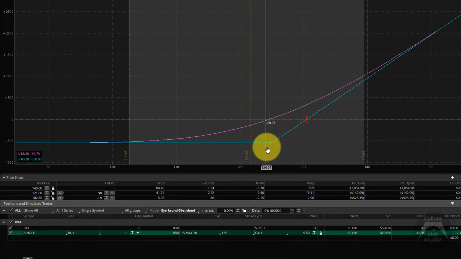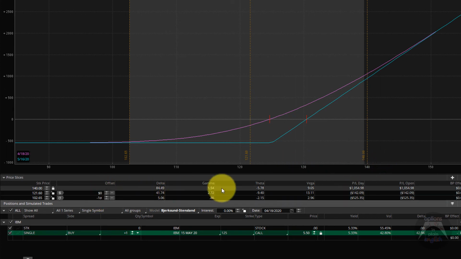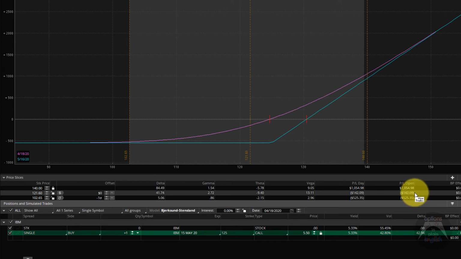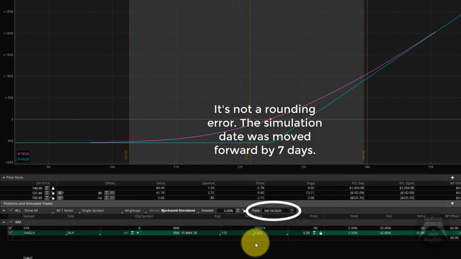What will happen if price stays the same? Well, if price stays the same, then you're not going to have a profit or a loss. This is probably just a rounding error. You pretty much don't have a profit or a loss.